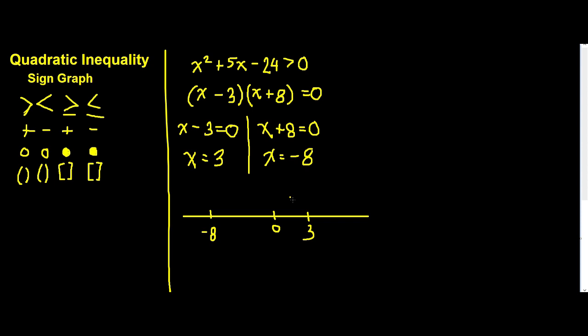Next one: put 0 above the critical points. Put a 0 here, 0 here.